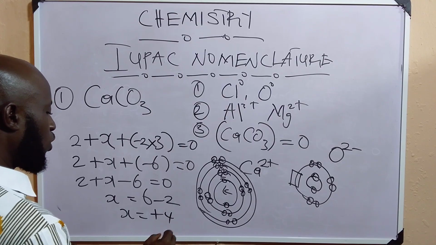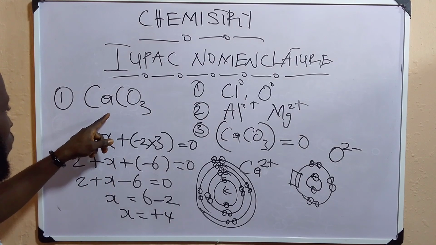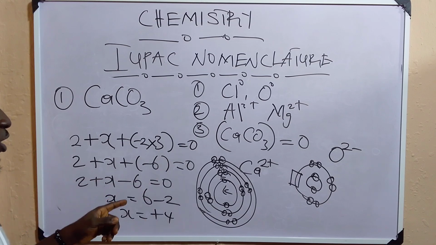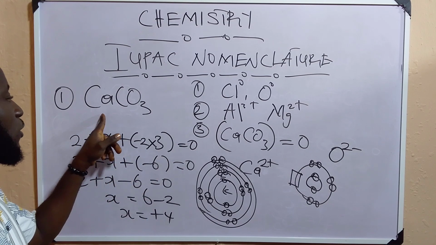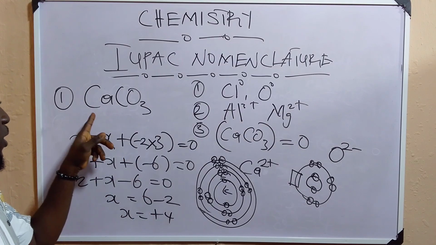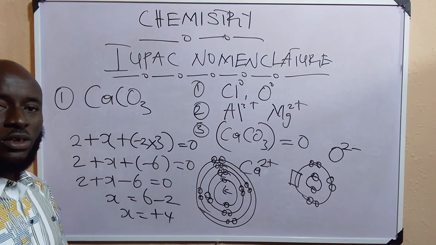Is plus 4. This means that the oxidation number of carbon in calcium trioxocarbonate is 4. That is why you name this compound calcium trioxocarbonate 4.